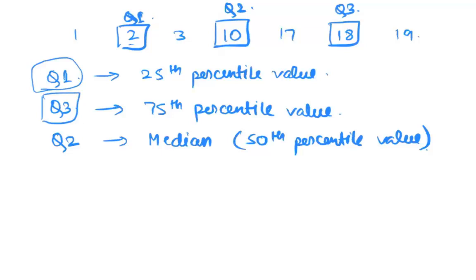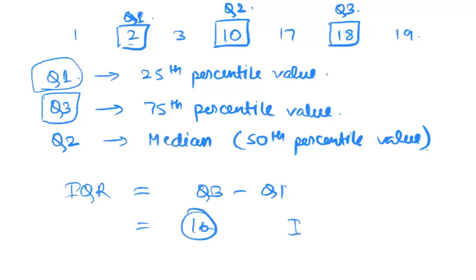So here IQR or interquartile range refers to the value Q3 minus Q1. When you calculate Q3 minus Q1, we get a sense of your interquartile range. Here in this case, it's 16. Now, based on the discussion we've had, I'm already telling you that IQR is a little better than range. Can you tell me why?